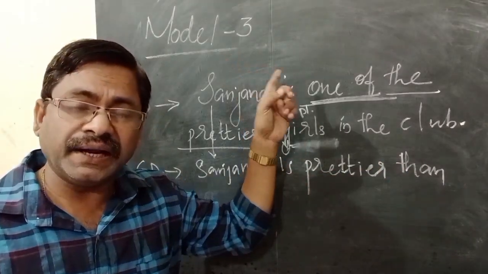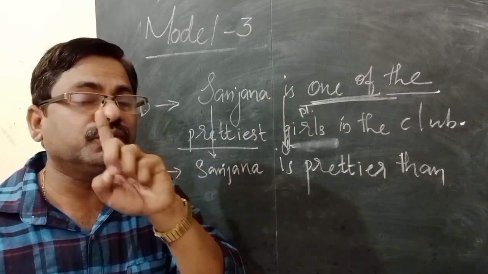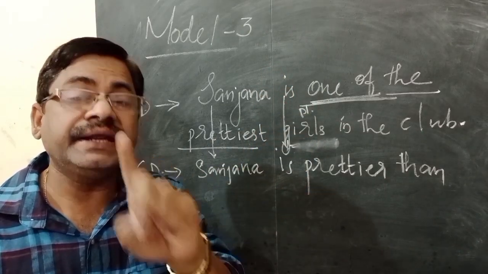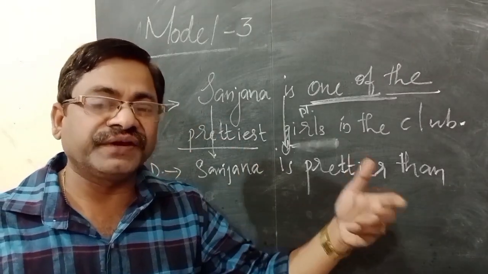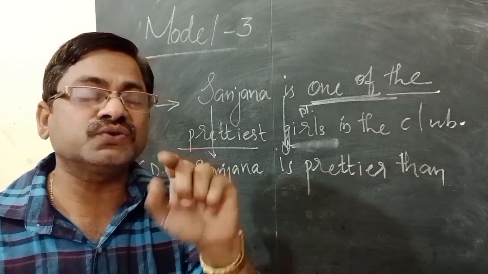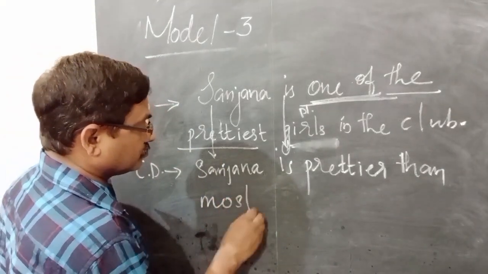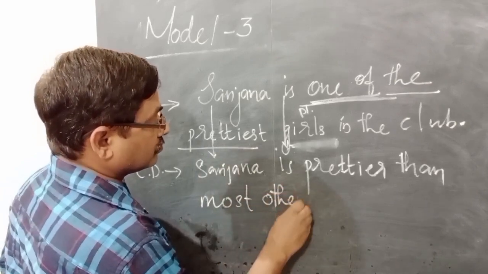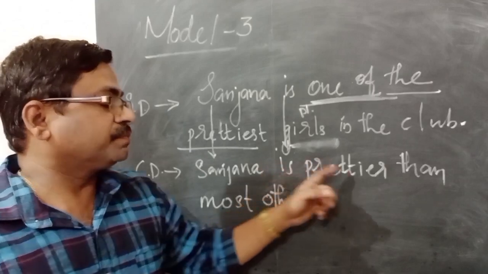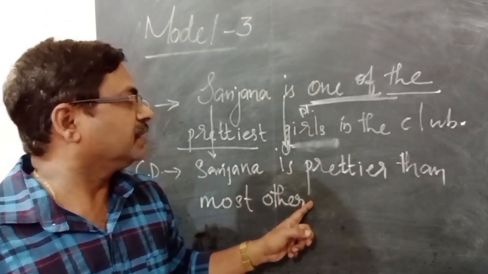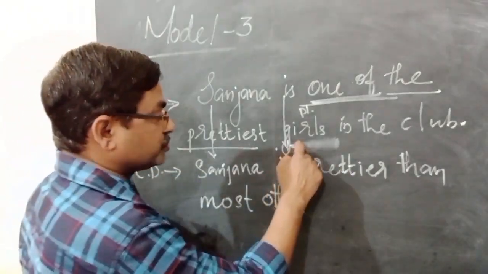In the model number 2, we studied that in order not to change the meaning, you used "any other." But in this case, in the place of any other, "most other" should be used. That is the difference. Sanjana is prettier than most other. Continue the sentence, complete the sentence. Most other.